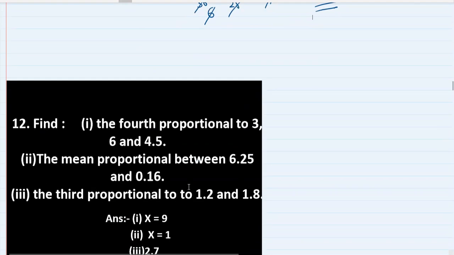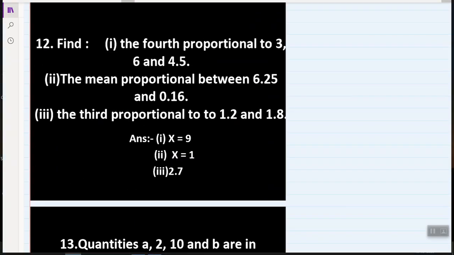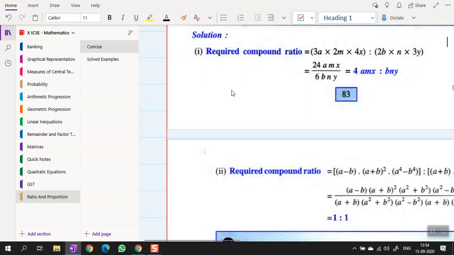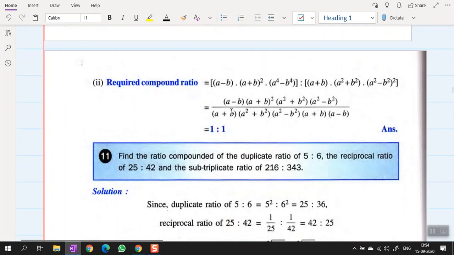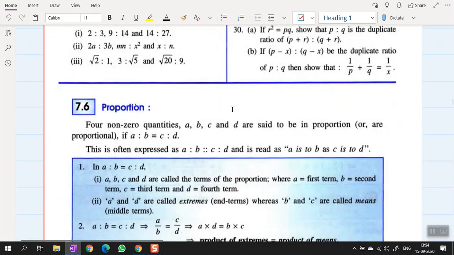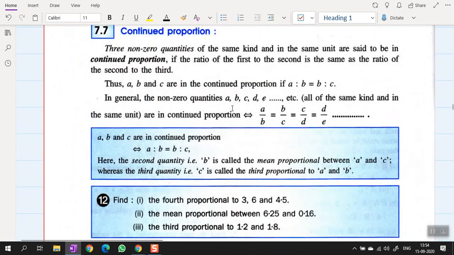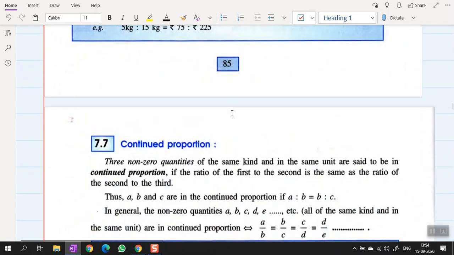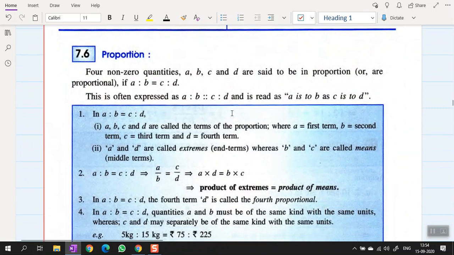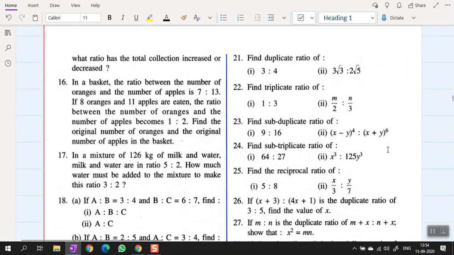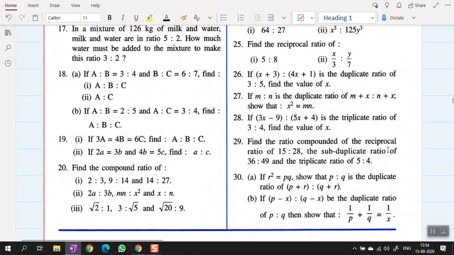Okay, so we have completed the first part of the chapter, ratio and proportion, that was based wholly on the topic ratio. Now our next part is based on the topic proportion. So I'm going to teach you what is proportion, what is continued proportion, and slowly we are going to begin with that topic. But before that, you just watch this video and complete the first exercise. Also, you need to do all the solved examples while watching the video.